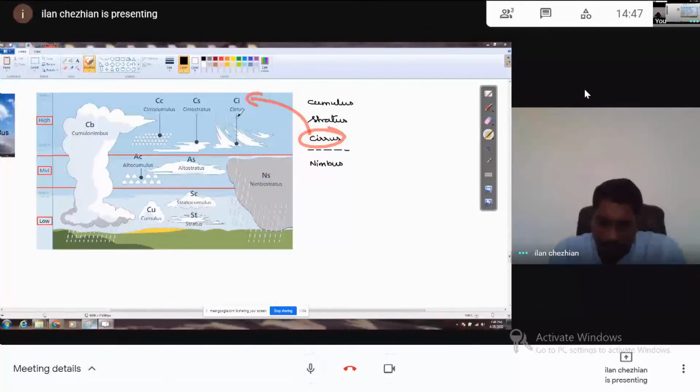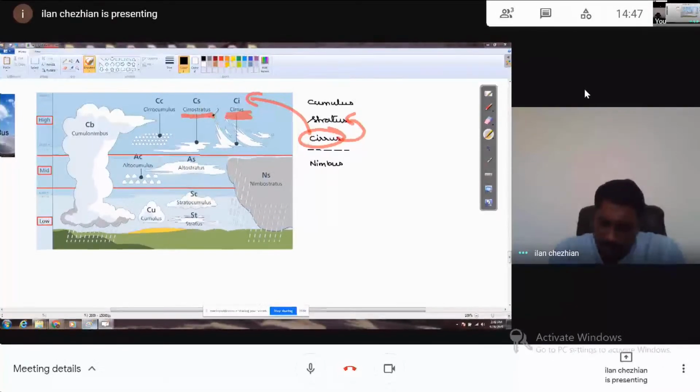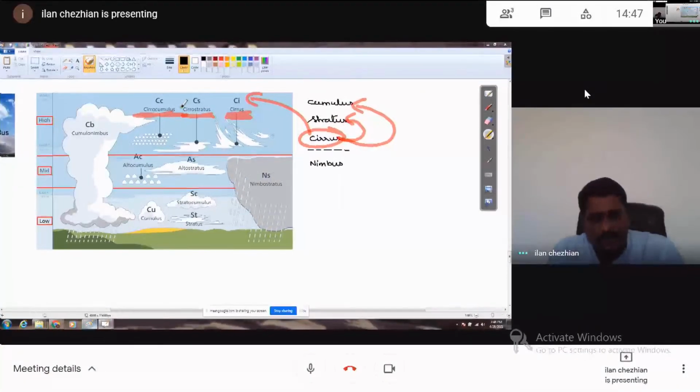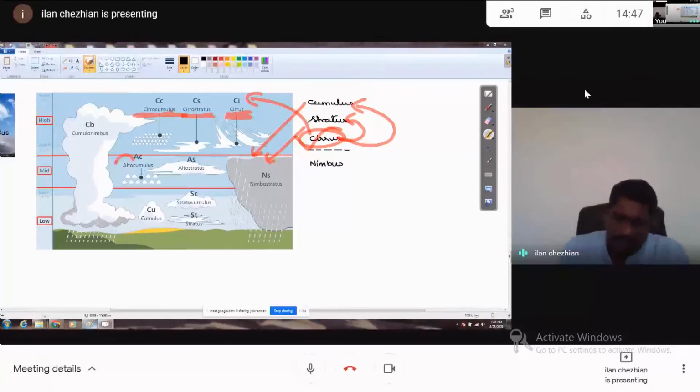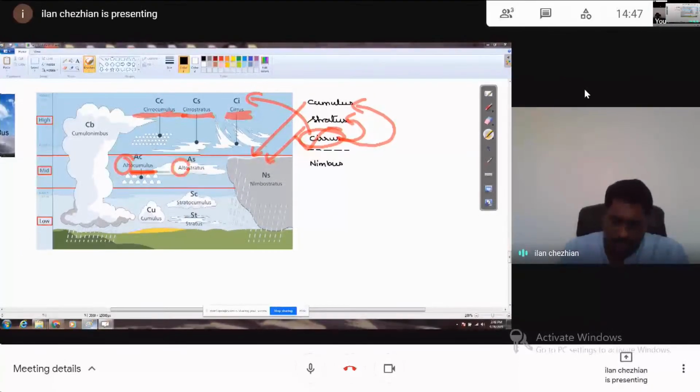Independent cirrus combining with stratus becomes cirrostratus. Cirrus combining with cumulus becomes cirrocumulus. Okay, all cirrus is over. What we have is only cumulus and stratus at mid-altitude. Cumulus with the prefix alto becomes alto-cumulus. Stratus with the prefix alto again becomes what? Alto-stratus. Only cumulus and stratus, but with the word alto.